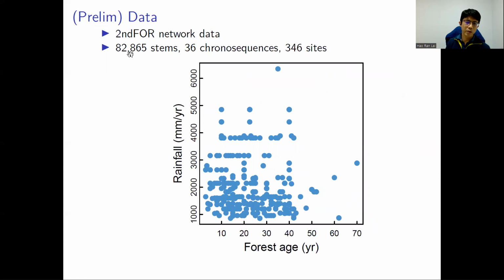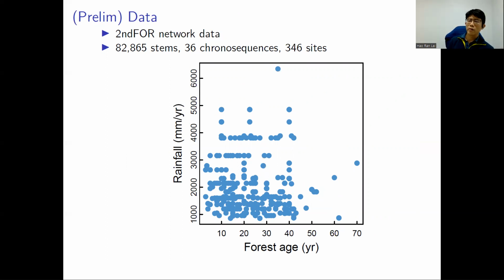We use the Second Forest data. As a first pass, we use a very strict selection criteria that still gives us a lot of stems across 36 clonal sequences and over 300 sites. It seems to cover a fairly good range of rainfall and forest age. So the data are preliminary.